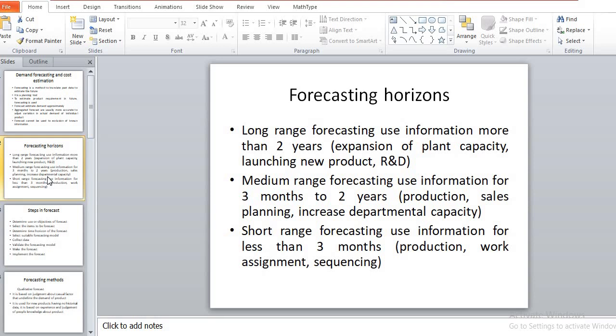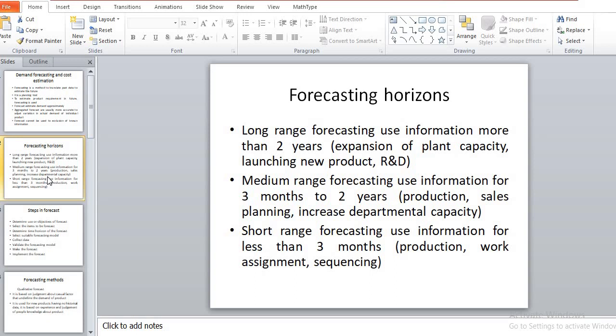For these different ranges of forecasting, there are different time spans. We collect data according to the time span, and accordingly we categorize it into long range, medium range, and short range forecasting. For long range forecasting, we collect data for more than 2 years.